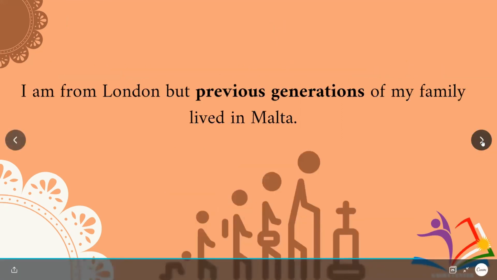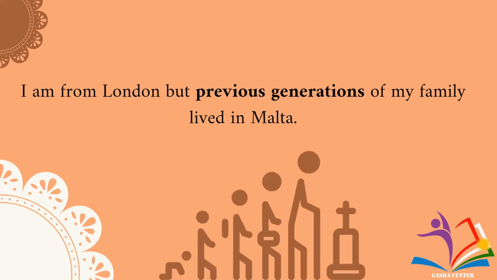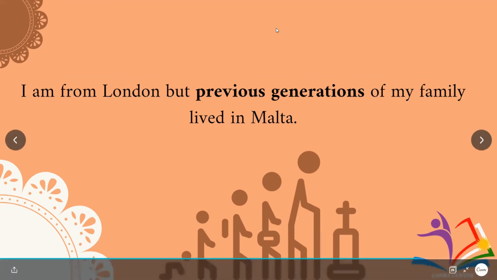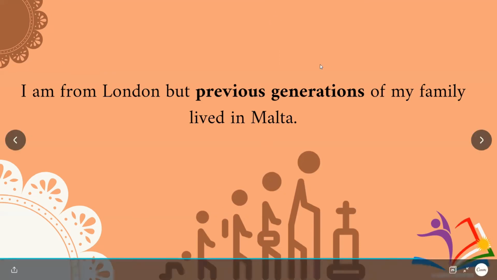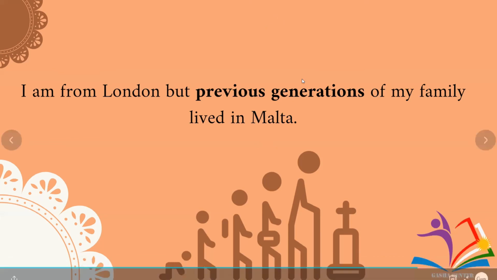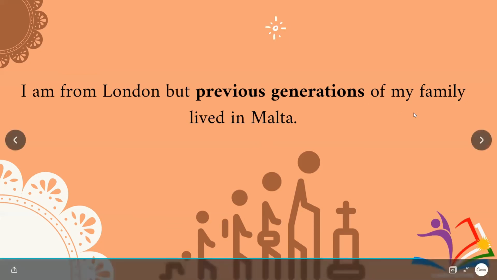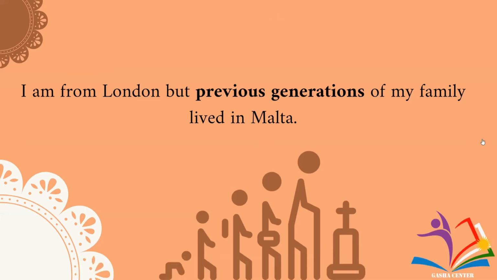All right. And I am from London, but previous generations of my family lived in Malta. I want someone to translate this one if you know the meaning. Mr. Sarhat, can you? Yes, teacher. He is saying that I am from London, but my previous generation, my old family members, lived in Malta. So they have lived their life in Malta. Yes, it is. So the previous generation lived in Malta, but now he is from London.